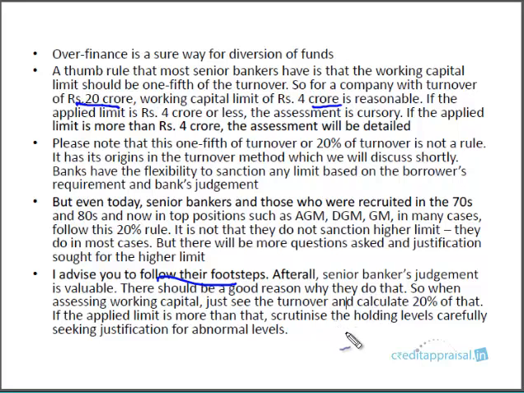So as a starting point, when you get a proposal, look at the turnover of the company, calculate 20% of that, and see if the applied limit is more than this or less than this. Don't decline it straight away if it is more. The point is just to have a rough idea. Then we can scrutinize the projected turnover and the holding levels subsequently. But as a starting point, this is where you can start: see the turnover, and whether 20% of that is reasonable for the limit or not.